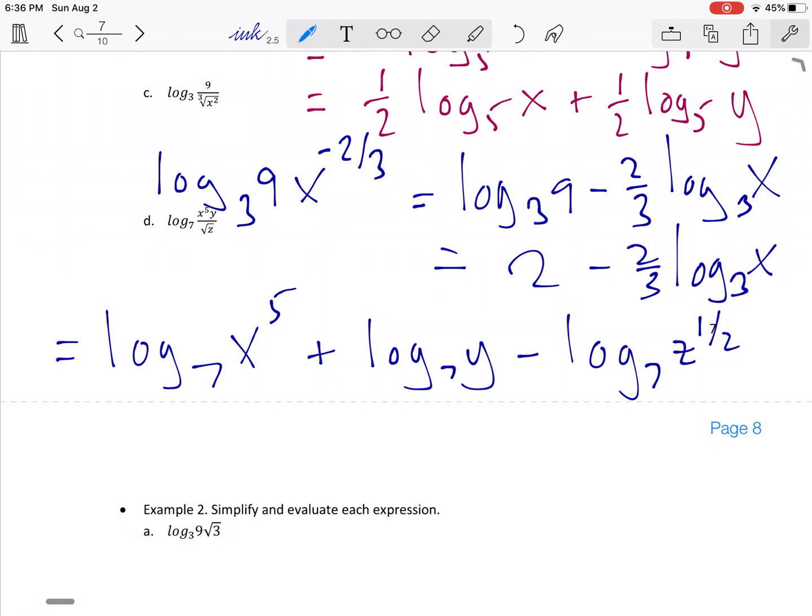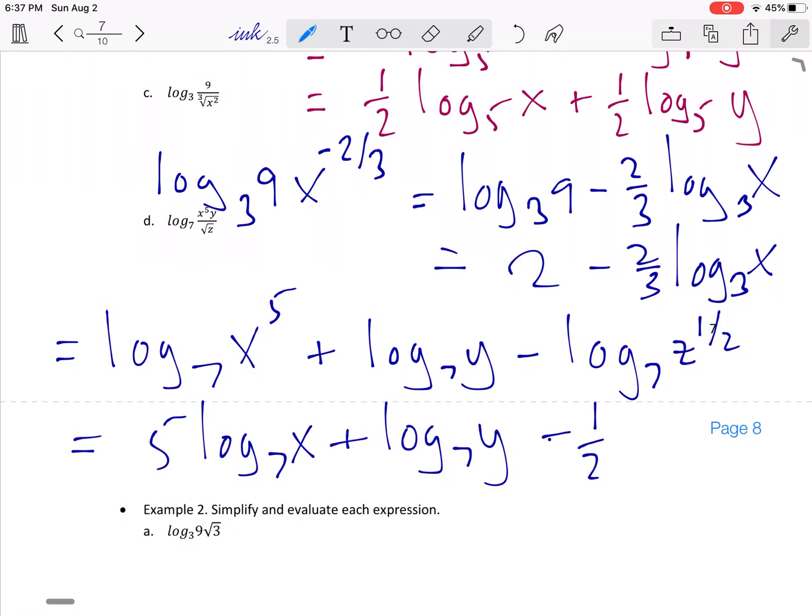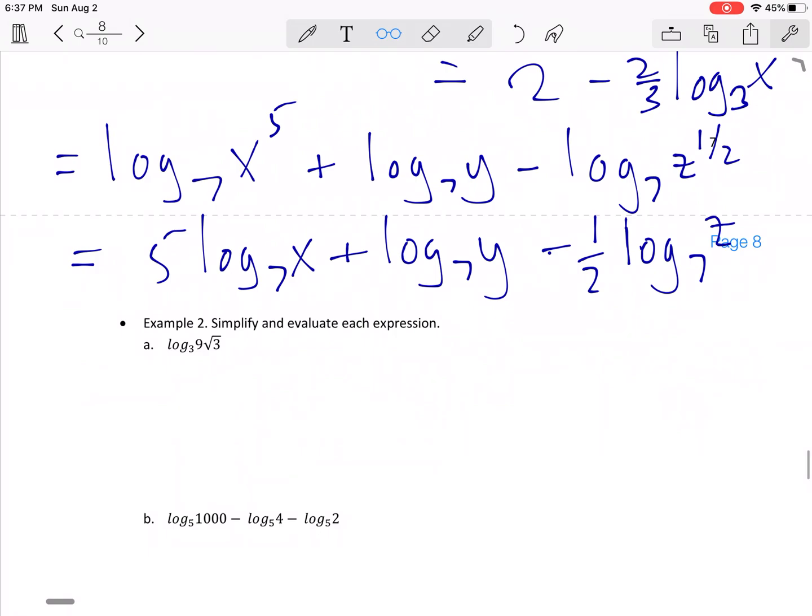And then we can write this as 5 log 7 of x plus log 7 of y minus 1/2 log 7 of z.